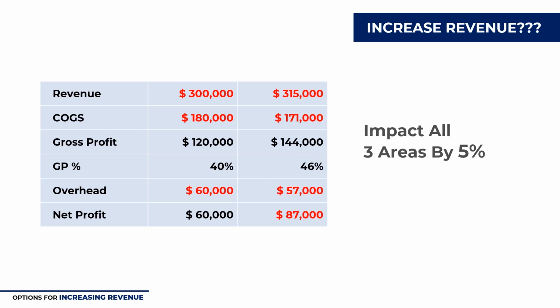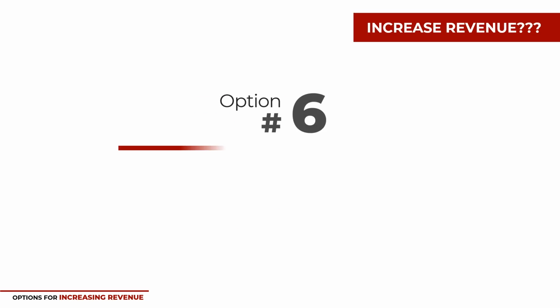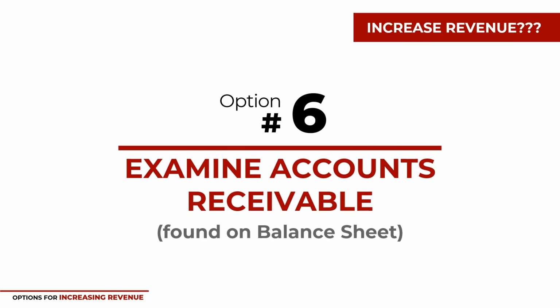That's a $27,000 increase on our bottom line, and best of all, there is 0 cost involved, and impacting all 3 of these areas can be done in less than a week. Exponential growth is a no-brainer way to increase revenue and profits, and every business should be taking advantage of this fundamental principle. Now, our 6th and final option is to perform a thorough examination of your accounts receivable. We felt this was so important that we needed to bring it to your attention, even though your accounts receivable is found on your balance sheet versus your P&L statement.